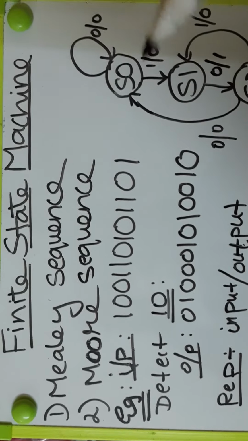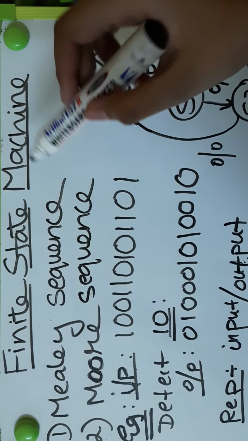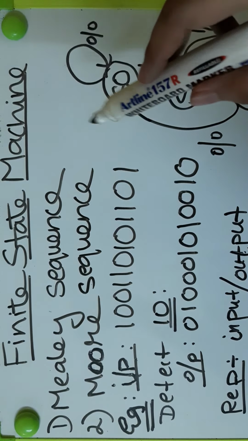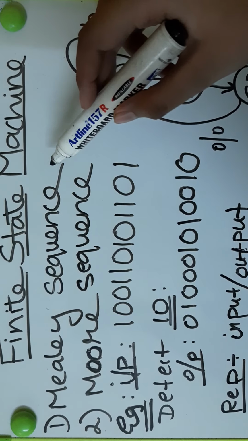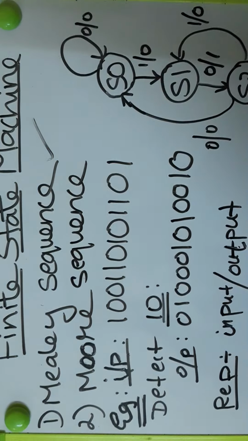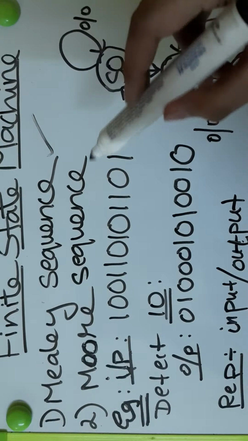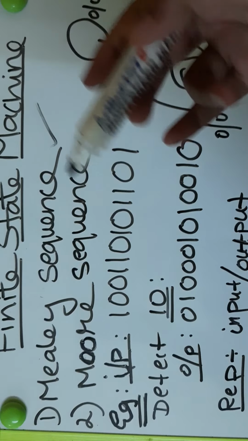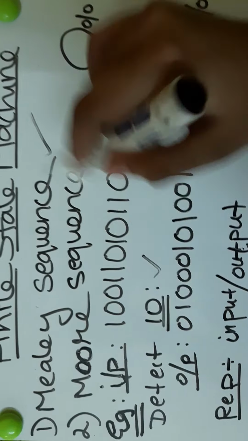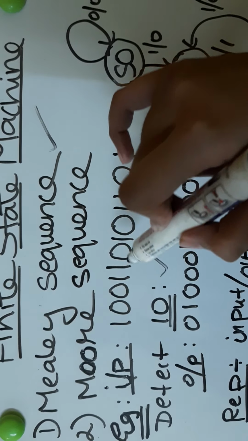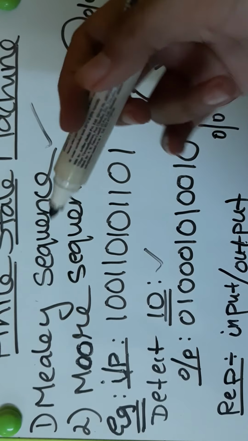First of all, there are two types of FSMs. One is known as the Mealy sequence and the other is the Moore sequence. Today I will discuss only the Mealy sequence. I'll give you an example. Let us say this is the input and I am asked to detect 1, 0 in the following sequence.